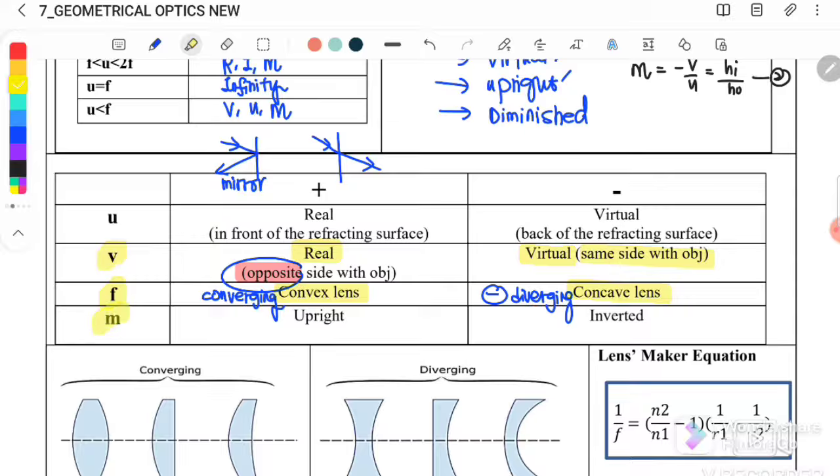Okay, so for h image, for both of them, if positive, it means that the image formed is upright. If you get negative, it means that the image formed is inverted, terbalik. So this is the sign convention that you need to consider.